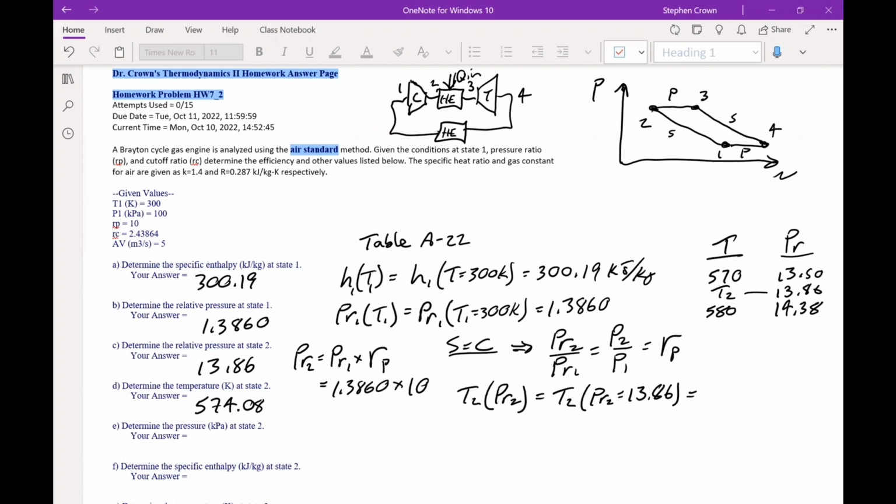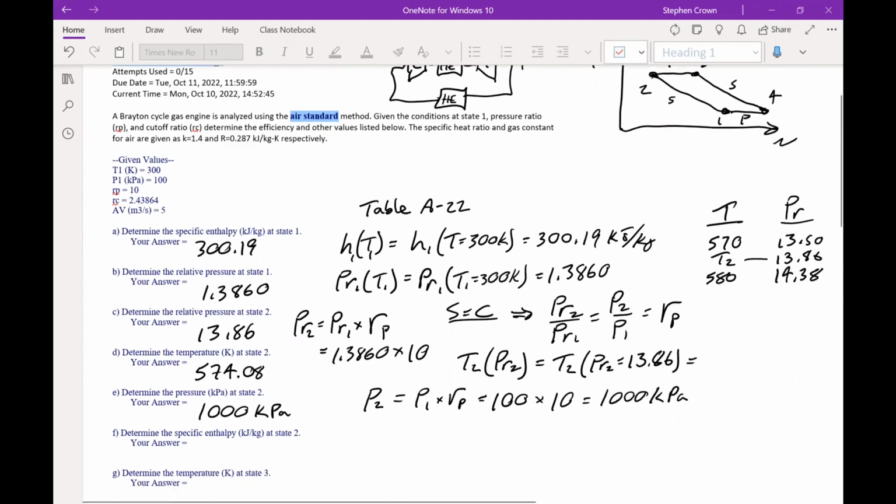And then the pressure at state 2 is simply given by the pressure ratio. So P2 over P1 equals rp, so P2 equals P1 times rp. P1 was 100, rp is 10, so it's 1,000 kPa. Same as the previous problem. So really the only difference here is finding the enthalpy using the tables rather than an equation.